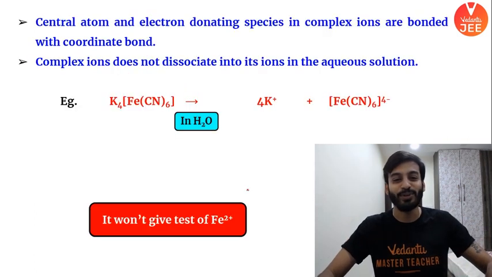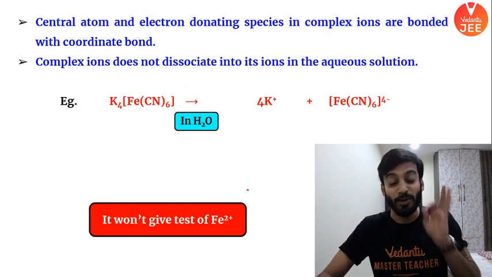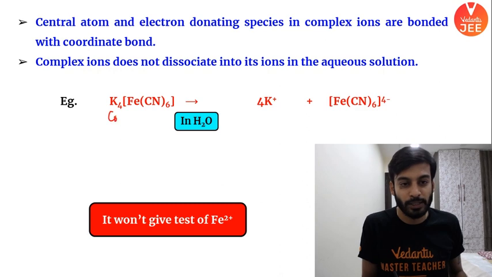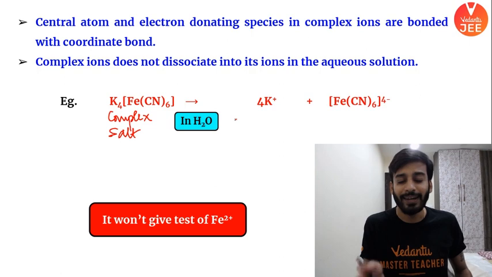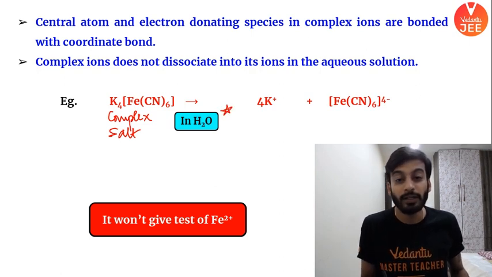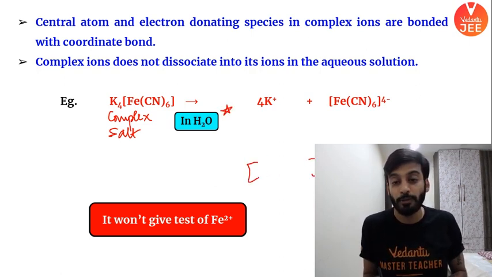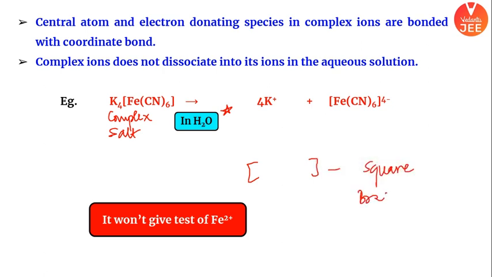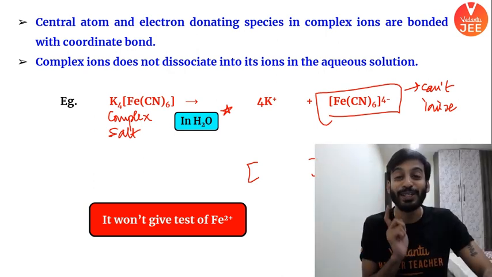Okay? All right. I'll move ahead. These points I have written, you can check them out. Now, important thing. If I have a complex salt or a coordination salt, when I dissolve it in water, beta, whatever species is there in the square bracket would not be ionized. It can't ionize. I hope you're getting the point. So it will not be giving you the simpler ion. Simpler ions cannot be produced here.